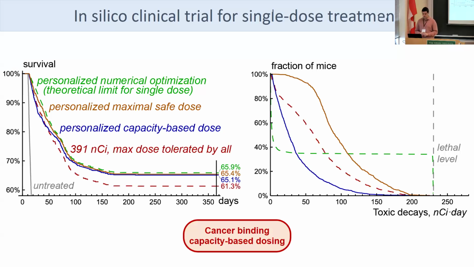Here is the administration of the maximal one-size-fits-all dose, not leading to toxicity-related deaths. Well, it's also quite efficient, but it is notably more toxic than the cancer binding capacity-based treatment. Moreover, the personalized approach can be projected onto a multi-dose setting, and that's where things become the most interesting.